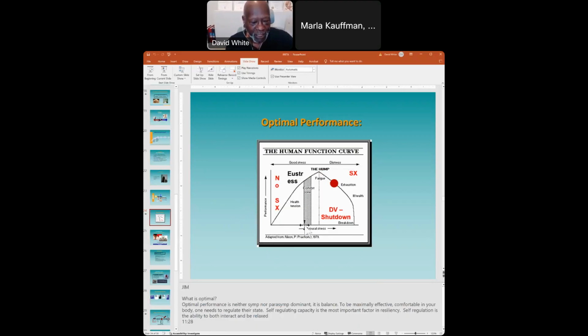If you're able to stay here, you could pretty much work all day long and not feel fatigued. But as the stress continues, or as the arousal continues, the performance continues to go up until you hit the hump. When you hit the hump, now you're starting to come down and you're becoming more and more exhausted. And if you stay in that state, you come all the way down here to where you have a breakdown.